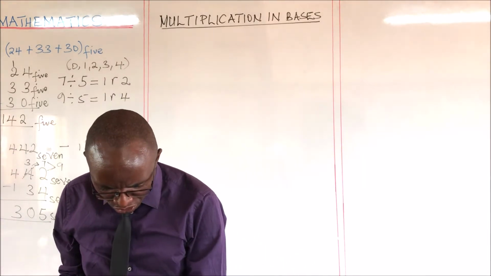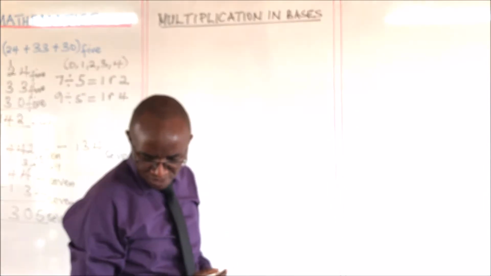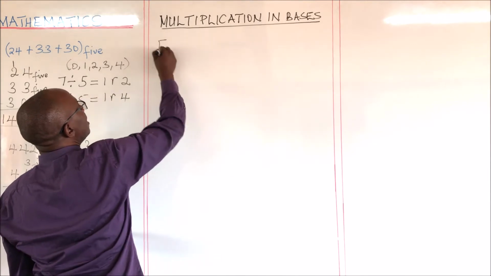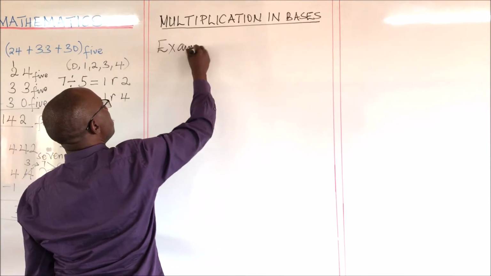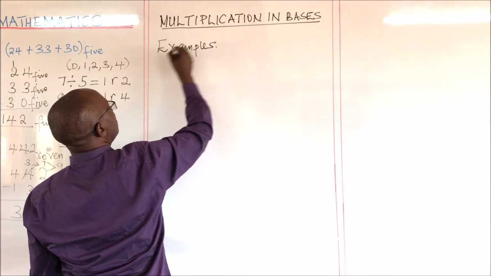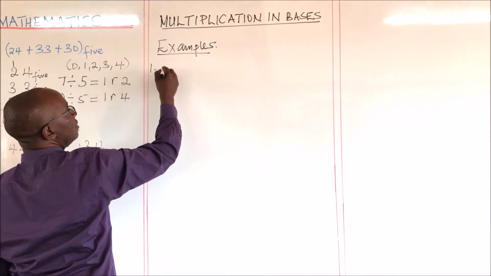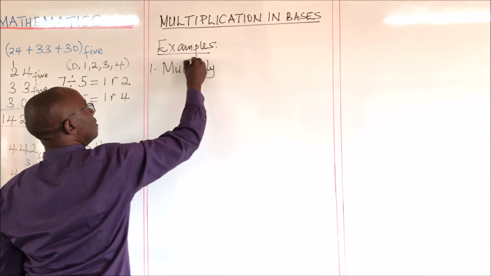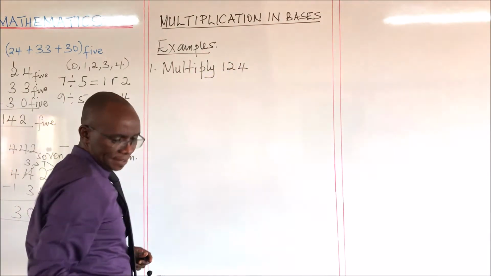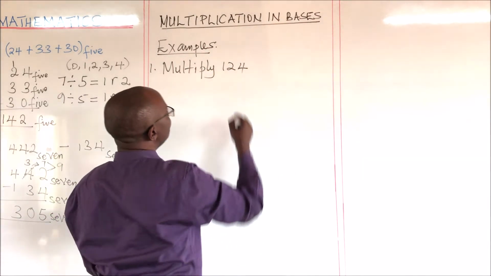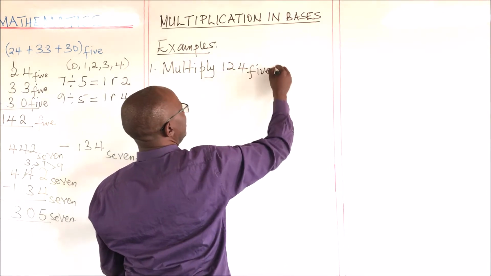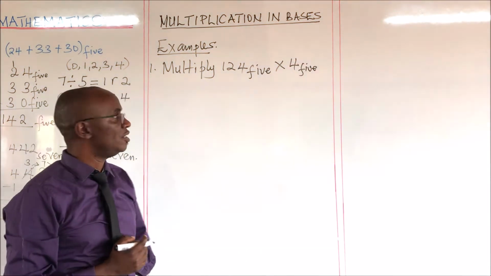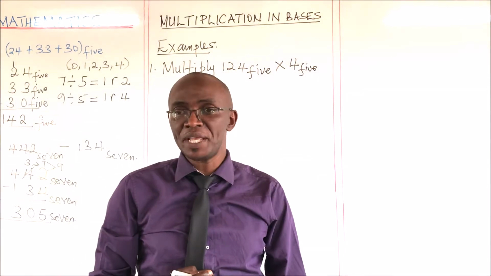Now let me take you straight to my first example. Example 1: 1, 2, 4 base 5 times 4 base 5. So we are doing multiplication in base 5.